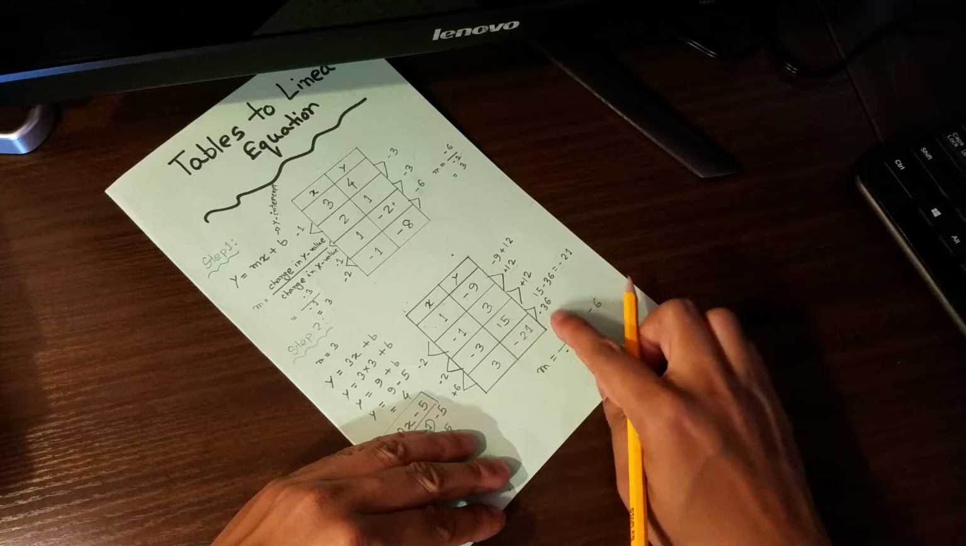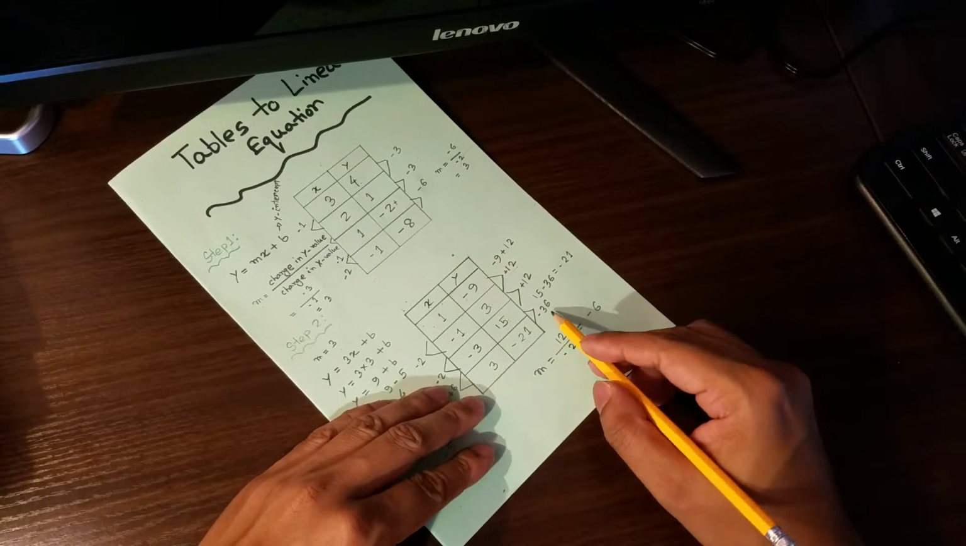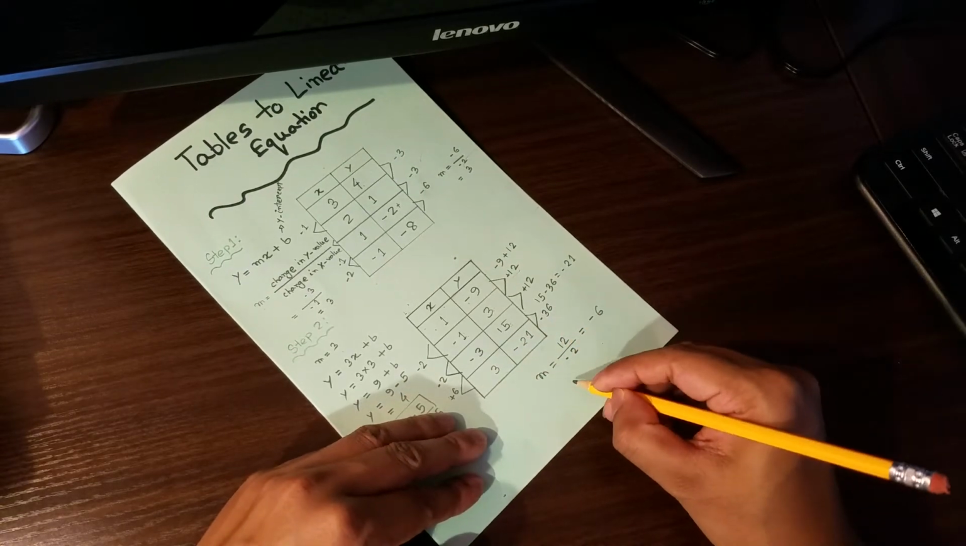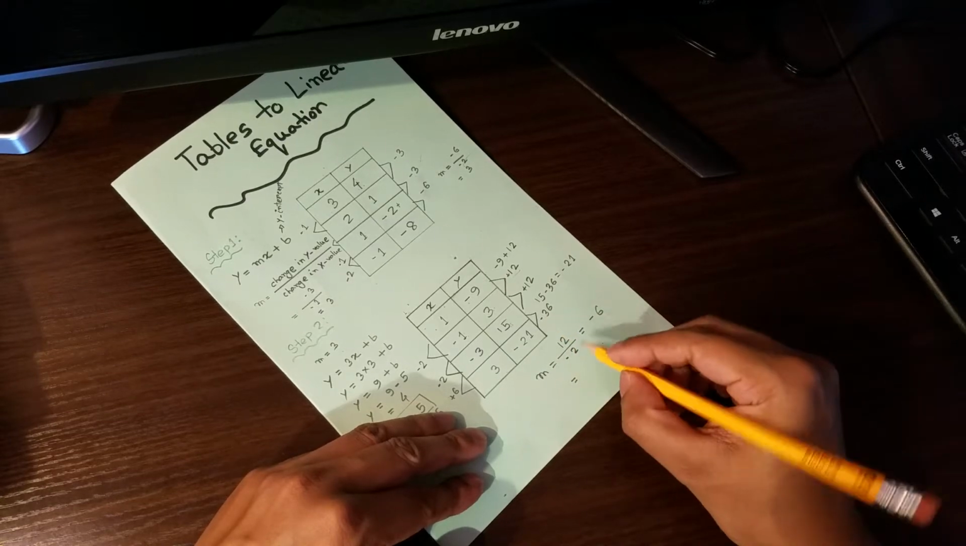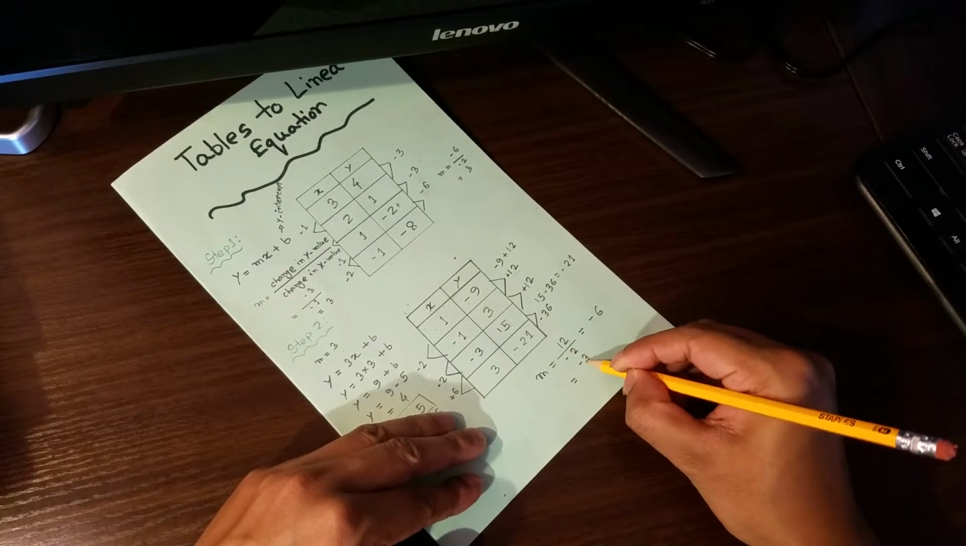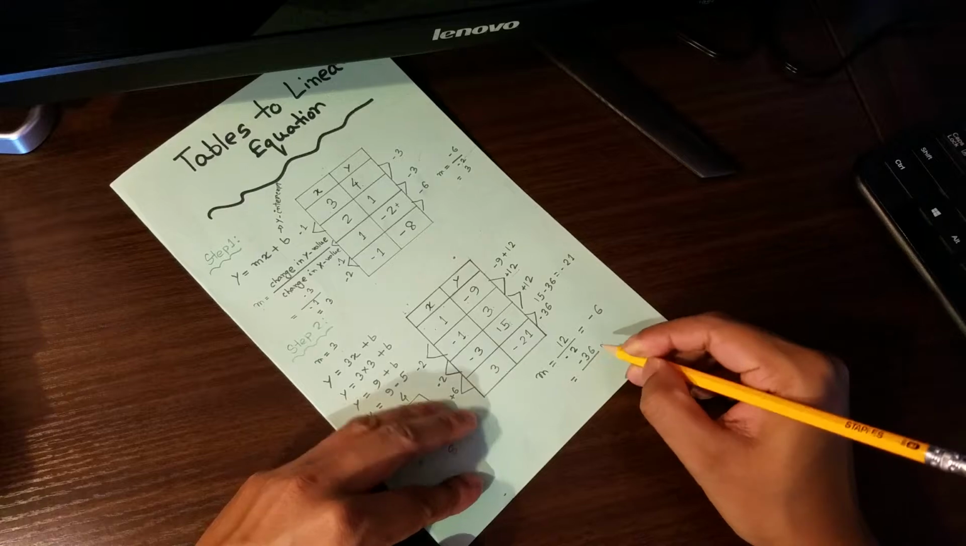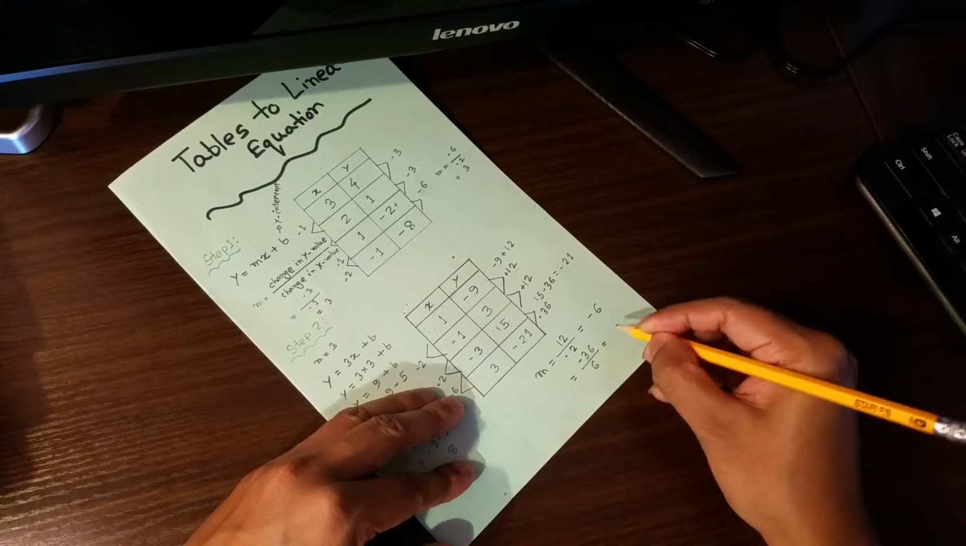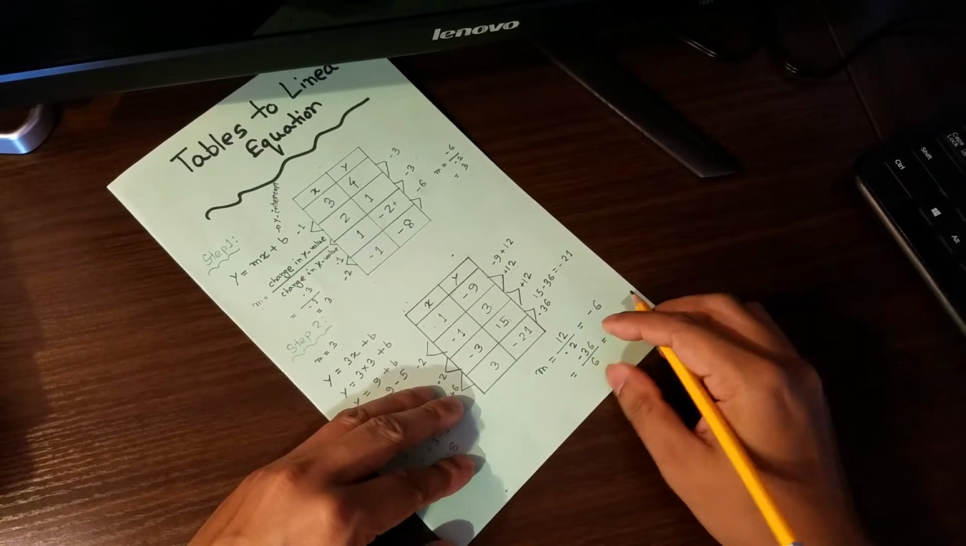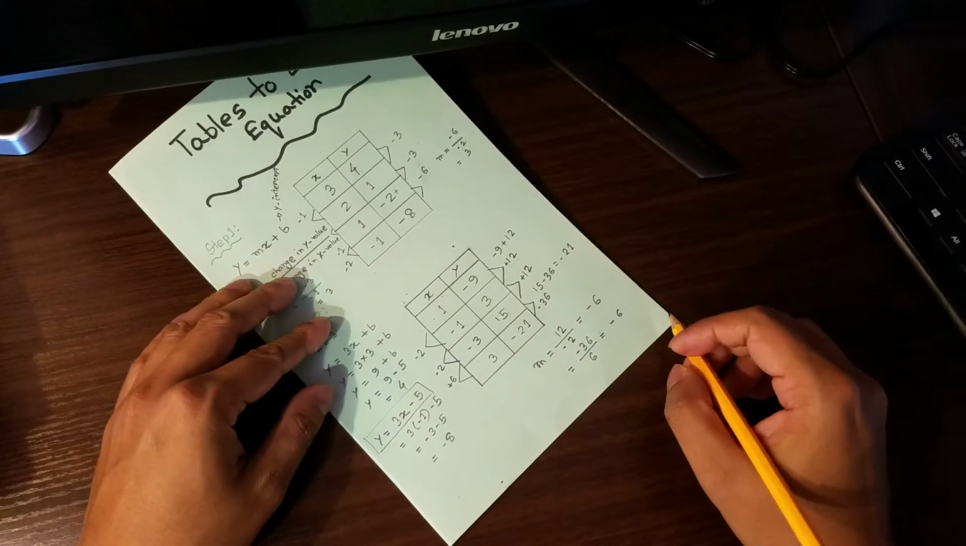Now you can also try with any other pair. You'll see you'll have the same answer. For example, you can try the last pair. The last pair, you can see the y is changing by -36 and your x is changing by +6. Again, you'll get -6. Okay, so you can pick any pair.